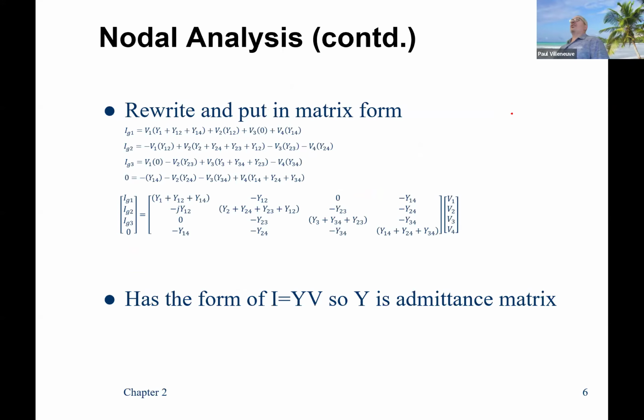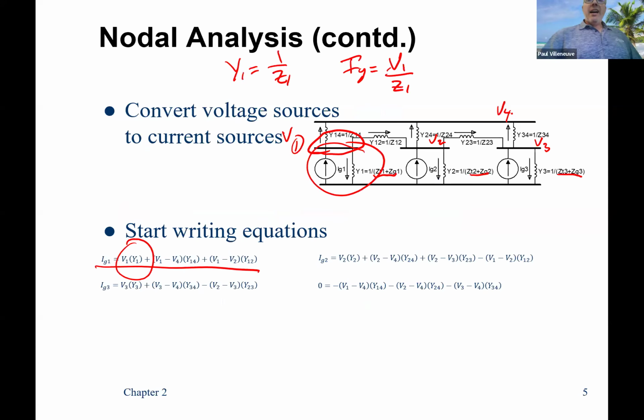There's no current being injected to bus 4, so that's equal to 0. Is equal to, look at row 1, column 1, which is sometimes called the self-admittance. It's the sum of all the admittances connected to bus 1, right? I have Y11 here, Y12, and Y14.